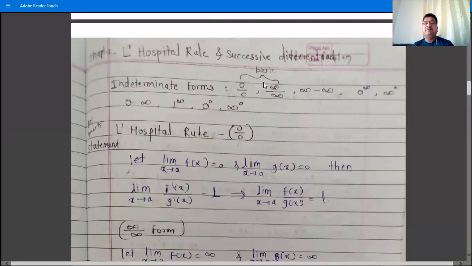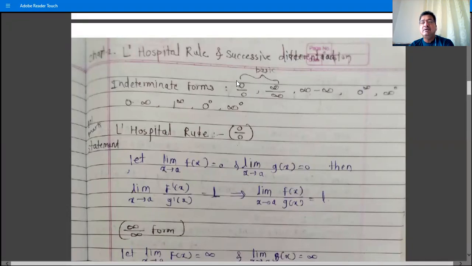Indeterminate forms means what? 0 by 0. No one knows the value of this 0 by 0. Infinity by infinity. These are indeterminate forms. Still, the value of 0 by 0 is not determined by any mathematician. That is, 0 by 0 value is either 1 or infinity or 0, because we know some rules of division. What are those? The division of similar numbers is 1. So that's why 0 by 0 may be 1.